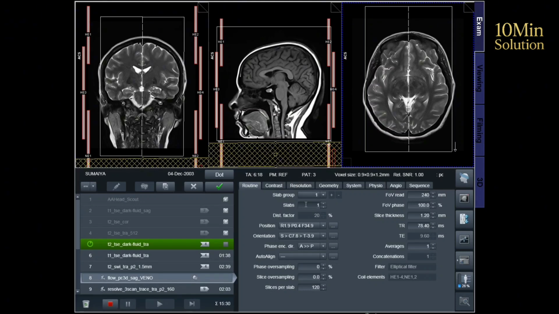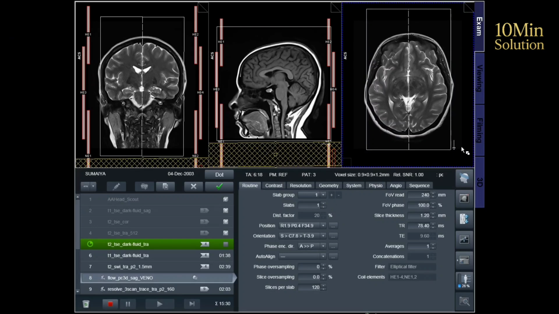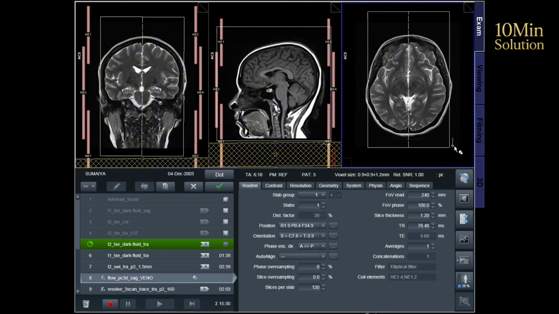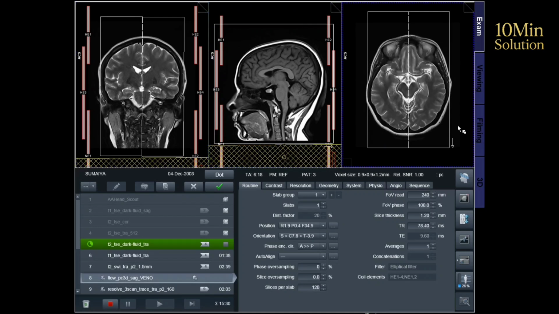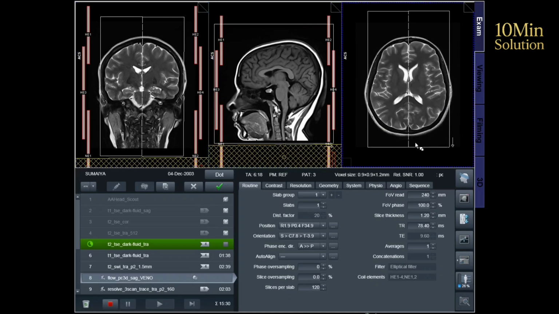There are three main techniques used in MR venography. 1. TOF MRV, time of flight MR venography. 2. Phase contrast MRV. And 3. Contrast-enhanced MRV, or CEMRV. TOF MRV visualizes venous structures based on flow-related enhancement of blood. Phase contrast MRV evaluates velocity changes within the venous flow. Contrast-enhanced MRV uses a gadolinium-based contrast agent, providing the most detailed and high-quality venous mapping.